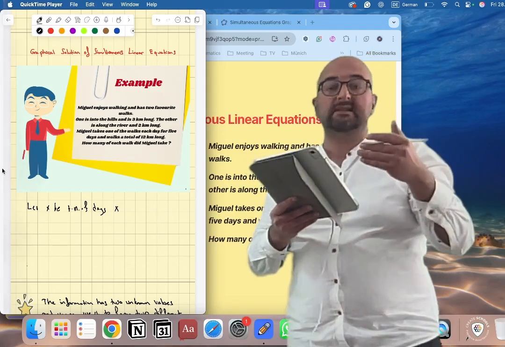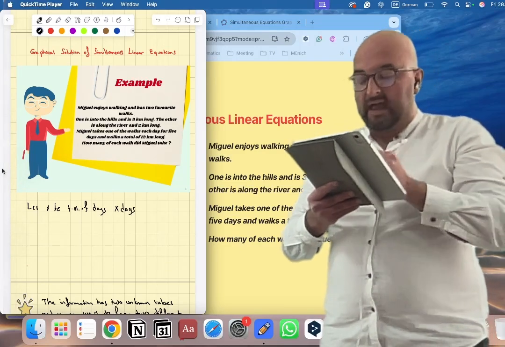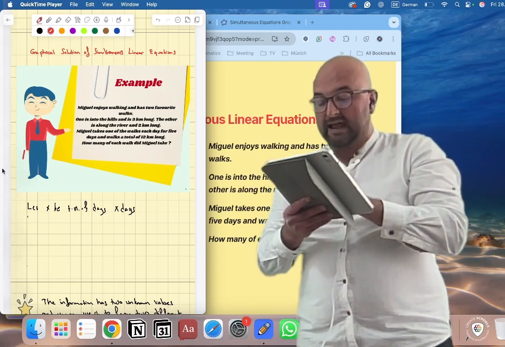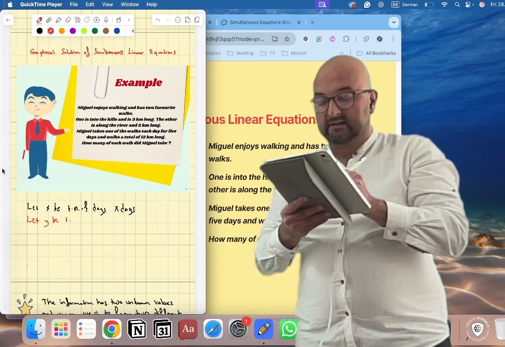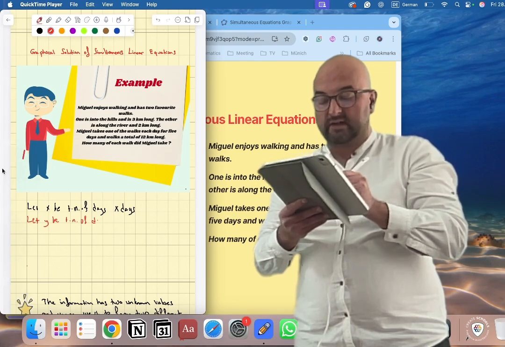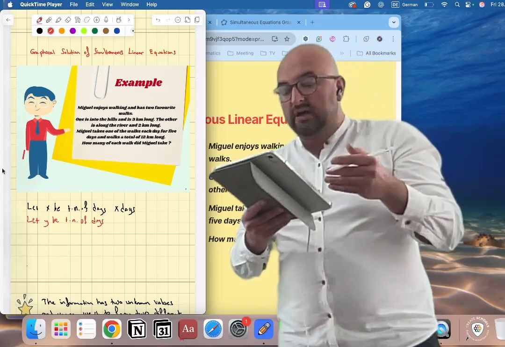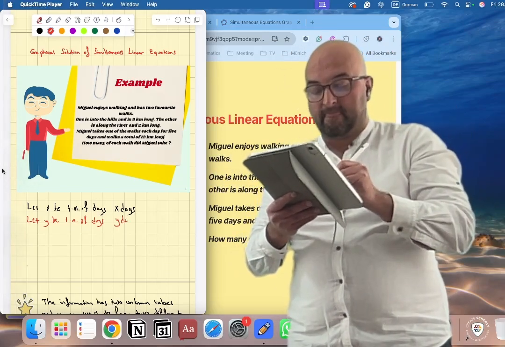During x days, Miguel walks into the hills. And the other variable, y, so let y be the number of days, also days, which Miguel walks along the river. So y days.